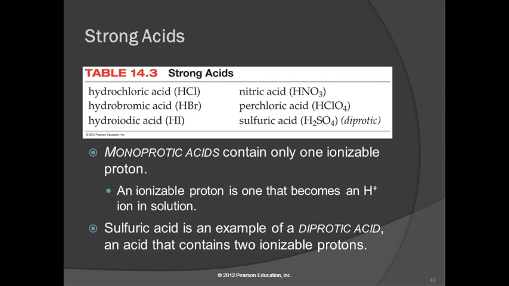There are 6 strong acids. So we memorize the strong acids, and all the other acids are weak acids. So hydrochloric acid, hydrobromic acid, hydroiodic acid. So these are the halogen binary acids except for HF. And then there's nitric acid, perchloric acid, and sulfuric acid. Sulfuric acid is a diprotic acid, meaning it has 2 ionizable hydrogens. Monoprotic acids only have 1. Mono meaning 1 proton, protic meaning proton.